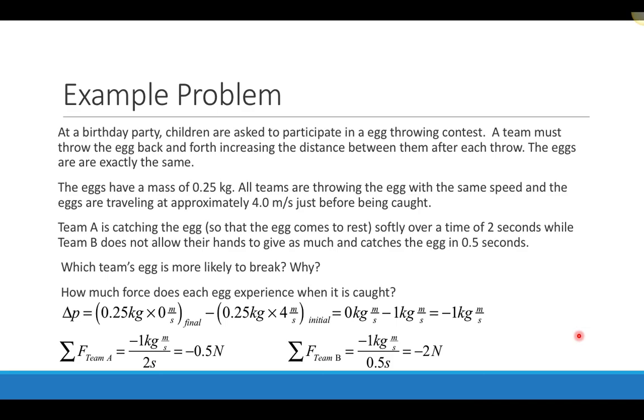So the impulse-momentum relationship is very valuable. We can use it to figure out how much force is being applied, or if we know the force, we can use it to figure out how the motion is going to change.